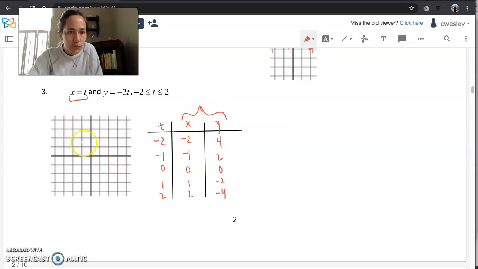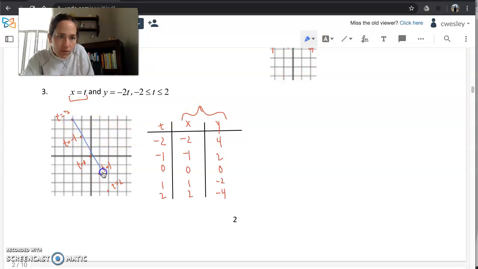So -2, 4. I think for this one we can just count by ones. So -2, 4 is at t equals -2. -1, 2. So we are sloping down. t equals -1. 0, 0. t equals 0. At 1 second, you're at 1, -2. t equals 1. And then at the second, you're at 2, -4. So t equals 2. You have a line that is, like we suspected, falling from left to right.